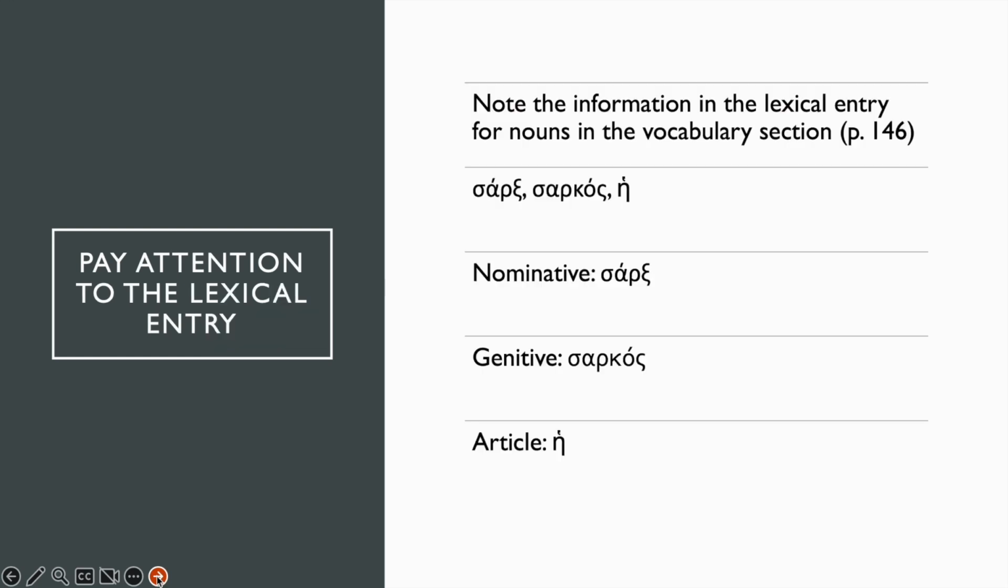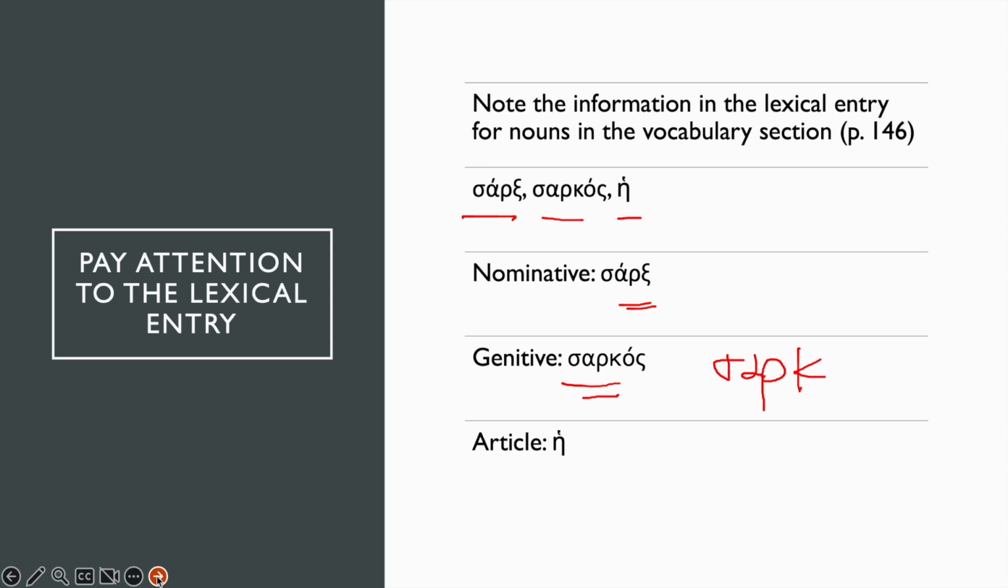So pay attention to the lexical entry that you see at the end of the book. For instance, you've observed sarx, and if you look at the vocab section, you'll see sarx, sarkos, and he. Three pieces of information that are important. First, you see sarx, which is the nominative form, which is defined as its lexical form. Next, you see the genitive form, sarkos, where you see the true stem, sigma, alpha, rho, and kappa.